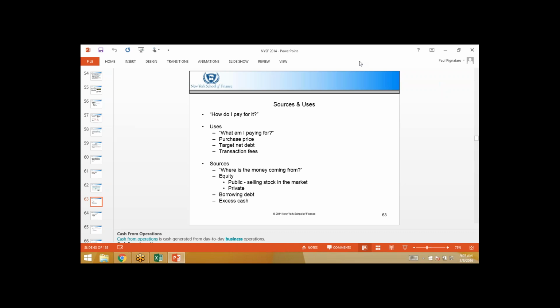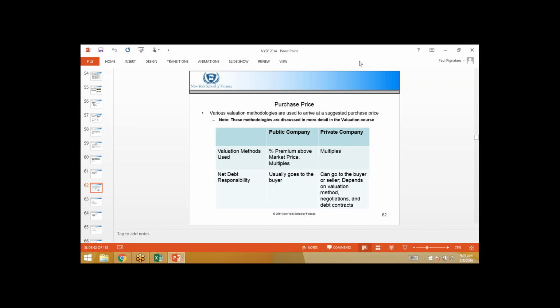And then the sources is, where is the money coming from? Now, the question lies, and this question comes up in a lot of interview questions, do we have to pay down the target company's net debt or not? That's dependent on two things. One, is the company public or private? Why does that matter? Because if the company is public, the shareholders cannot be left with debt obligations. You, as the purchaser, need to maintain responsibility for the debt that's on the business.